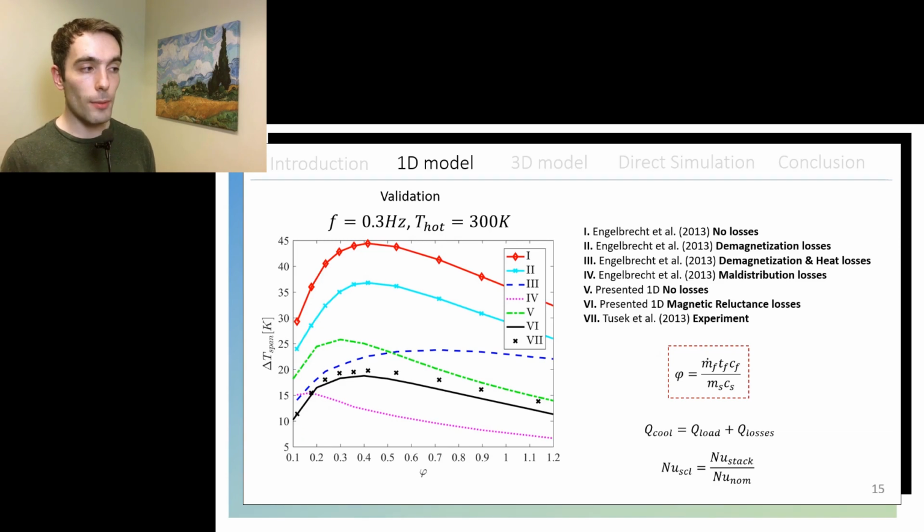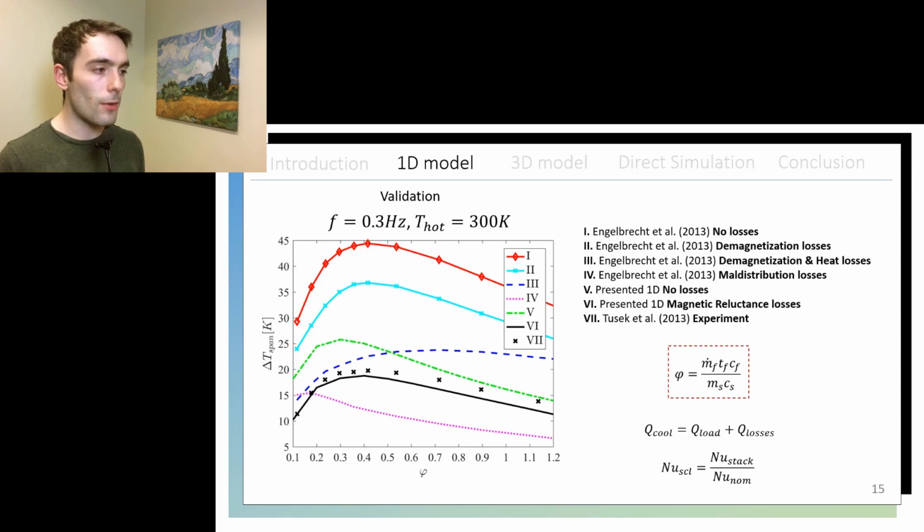The first four lines represent the solution of a one-dimensional model by Engelbrecht et al. The first one is without any loss mechanisms. The second one takes into account the demagnetization field. The third one takes into account the demagnetization and heat losses, and the heat losses were approximated throughout the geometry of the regenerator and then lumped into the cold heat exchanger as a load. The fourth one takes into account only maldistribution losses, which are losses associated with the manufacturing process of the regenerator, so differences in the plate spacings and thickness of the plates, which would create non-uniform velocity profiles.